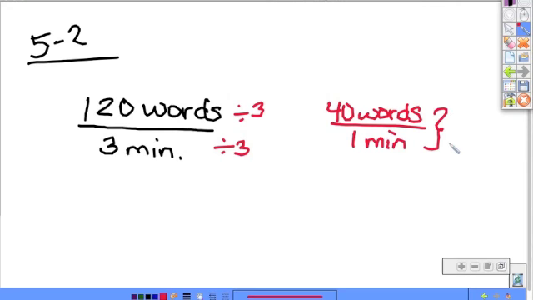This is your unit rate. Unit rate is always going to be out of 1. So in 3 minutes, this person can read 120 words. How many words can they read in 1 minute? They can read 40. And that's what it's asking for. Okay? Let's try another one.